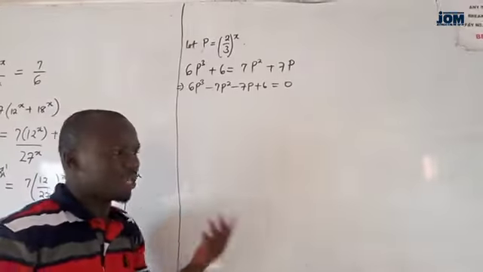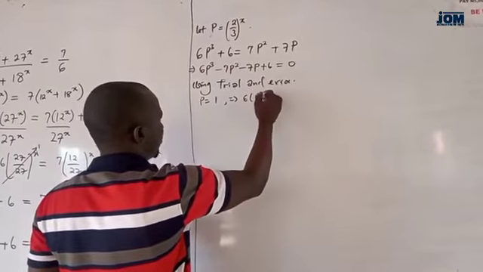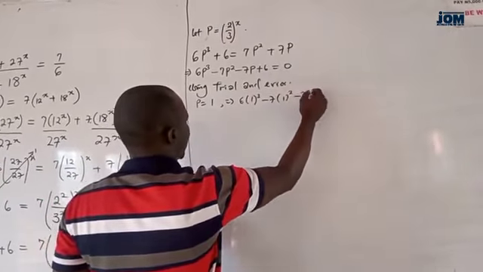Now, before we can solve this, we use trial and error. We need to find a value of p such that if we substitute it here, we're going to get 0. So what value of p are we going to use? Let's say, using trial and error, if we use p equal to 1, what will happen to this? This implies that 6(1)^3 minus 7(1)^2 minus 7(1) plus 6.